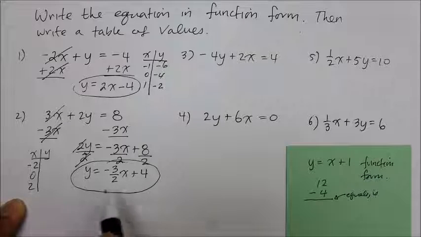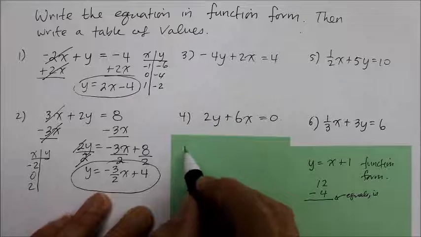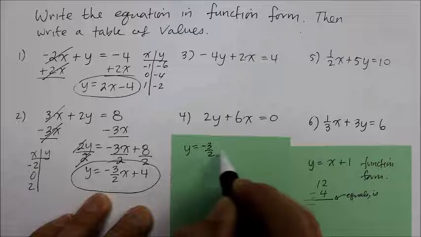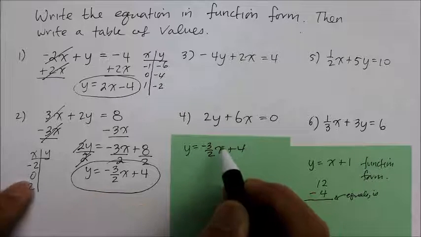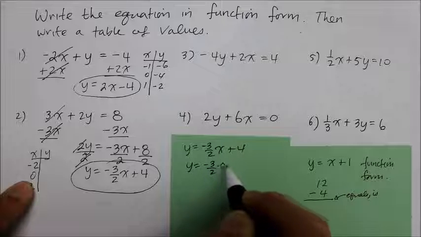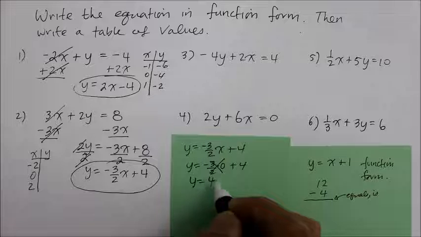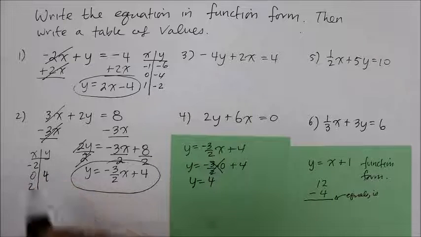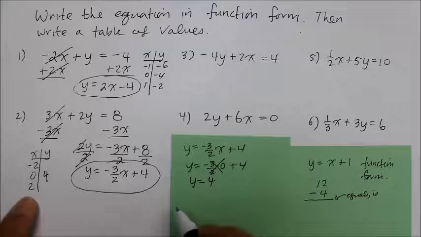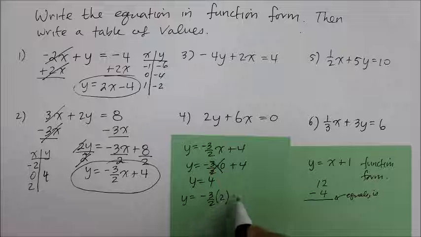So let's test it out. And I'll use a separate sheet of paper to show the work for this one. Check this. Can you see that if I took this function y is equal to negative 3 over 2 x plus 4, and if I put a 0 in there, that's an easy one. Anything that is multiplied by 0 is 0, so that's gone. So y is simply 4. That was easy. And how about the 2? You go y is equal to negative 3 over 2 times 2, plus the 4.